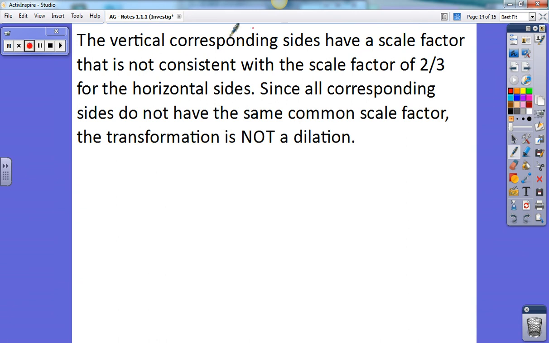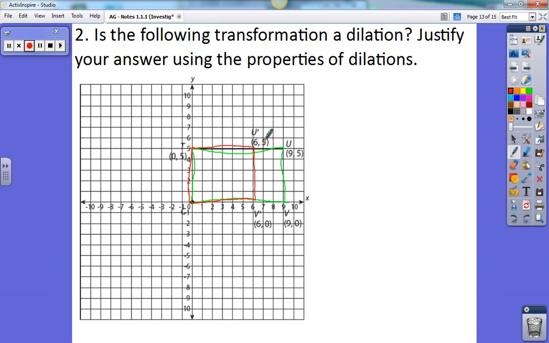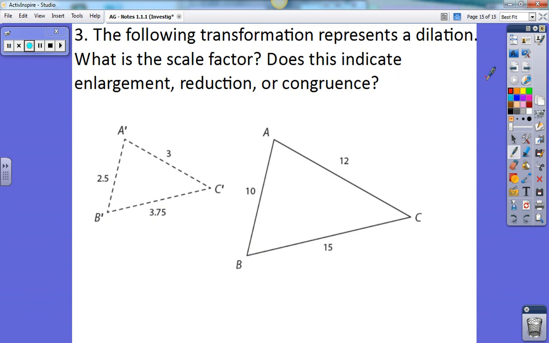So notice that the vertical corresponding sides have a scale factor that is not consistent with the scale factor of the horizontal sides. So my horizontal sides, the scale factor would be 2/3 because it's been reduced by 2/3, but my vertical, it would be a scale factor of 1 because it has not changed at all. So that would not be a dilation.